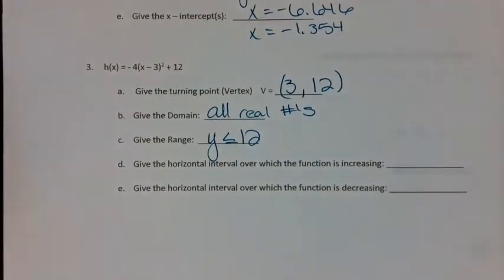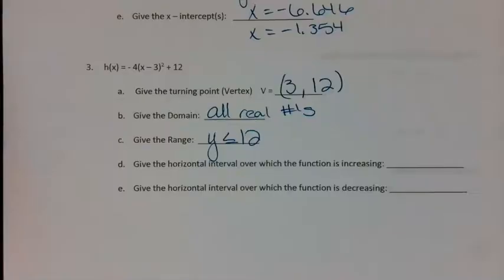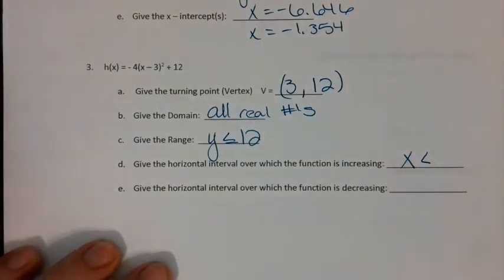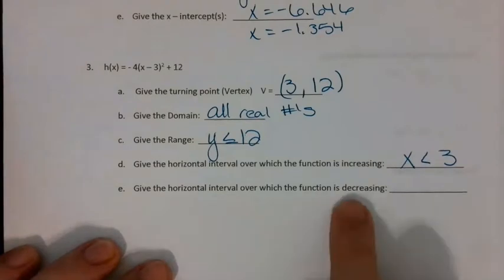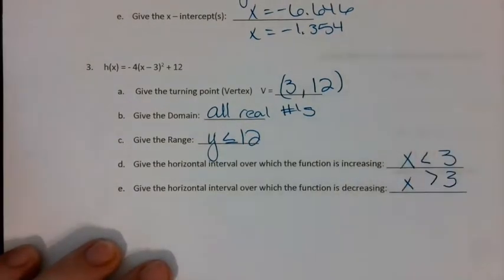It wants the interval over which the function is increasing, so this is where it has a positive slope. There's a positive slope on the left side of this graph, and so what I do is I write x is less than, and this is going to be the x value of my vertex, which is 3. For where it's decreasing, I switch the inequality and it turns into greater than.